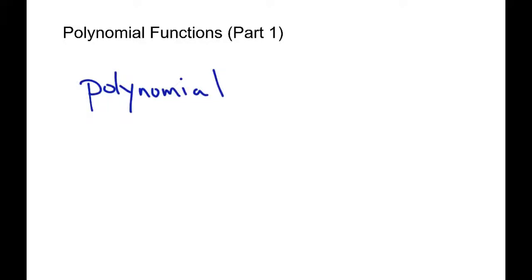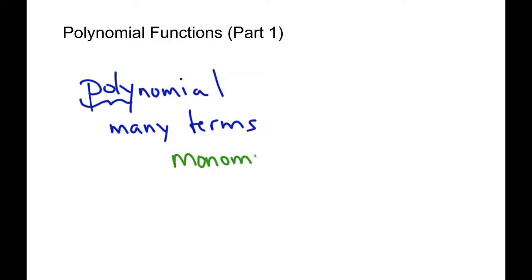What is a polynomial? A polynomial is an expression with many terms. That's what poly means. There are several different types of polynomials. There's the monomial. Monomial means one term, so 3x would be an example of a monomial.